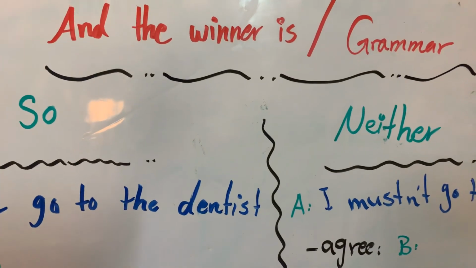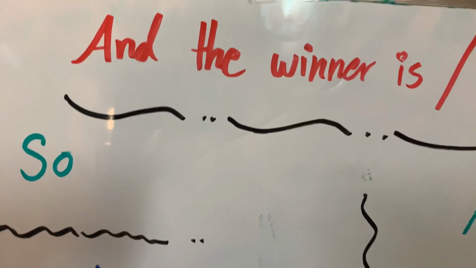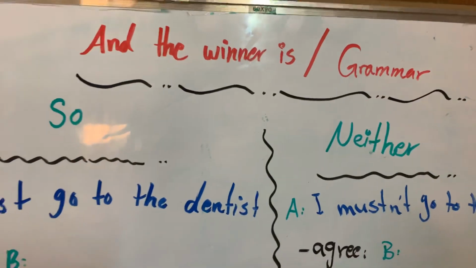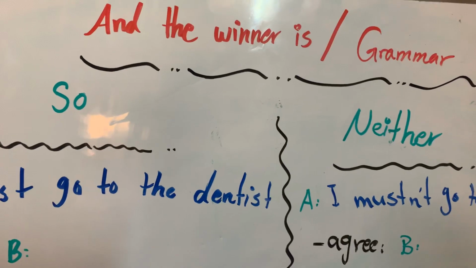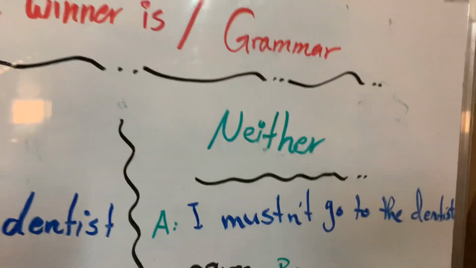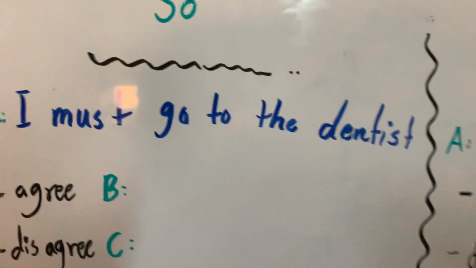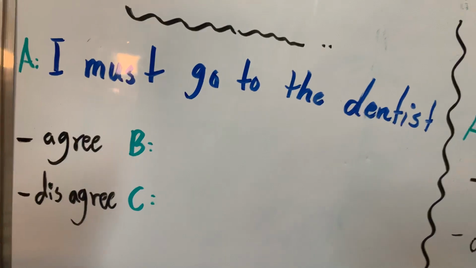Okay, let's today take the second part of our previous lesson, and the winner is grammar. Today you will learn two things: so and neither. Look here. From these sentences, you will know how we can use so.